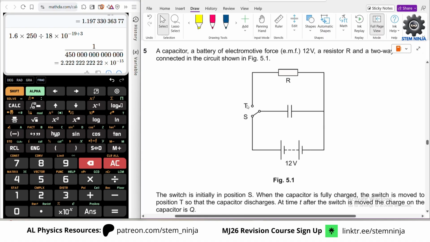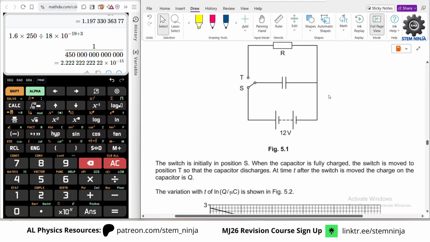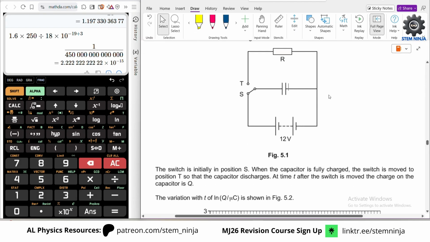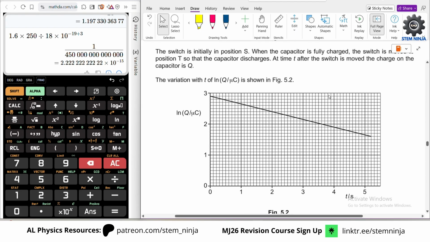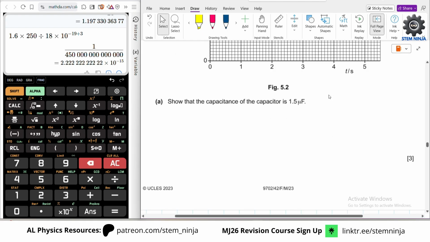Question number 5. A capacitor, a battery of electromotive force, EMF 12 volts, a resistor R and a two-way switch are connected in the circuit shown in figure 5.1. The switch is initially in position S. When the capacitor is fully charged, the switch is moved to position T so that the capacitor discharges. At time t after the switch is moved, the charge on the capacitor is Q. The variation with t of ln Q in microcoulomb is shown in figure 5.2. Show that the capacitance of the capacitor is 1.5 microfarad.